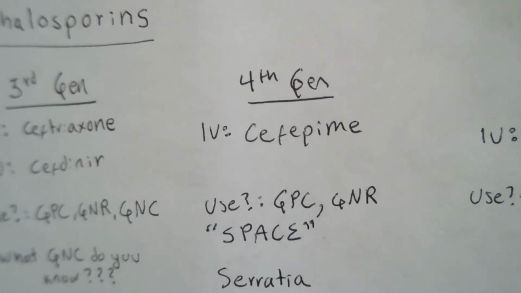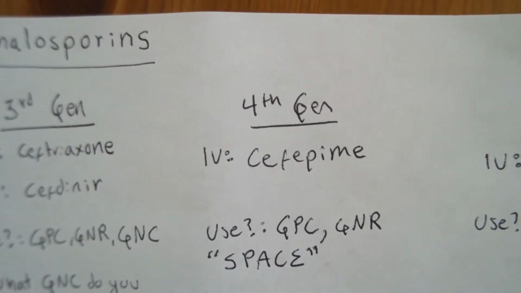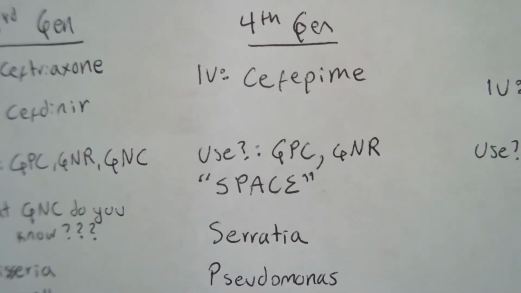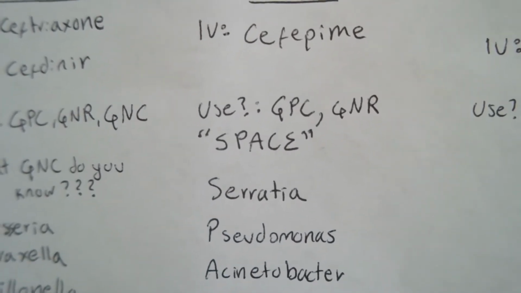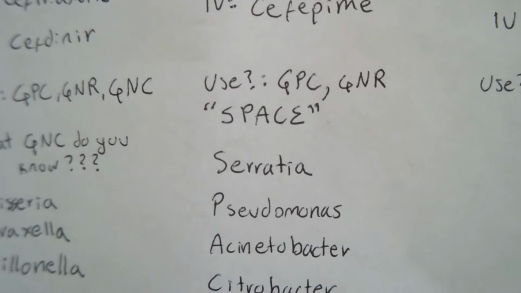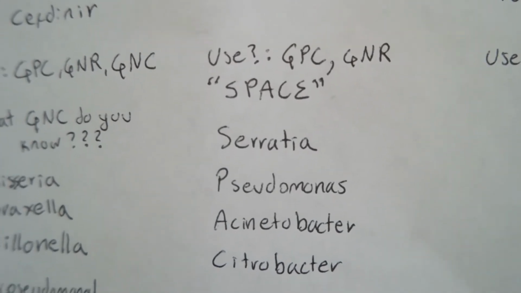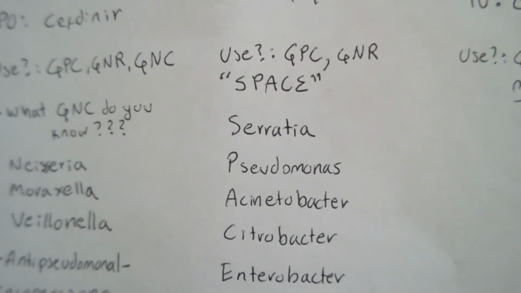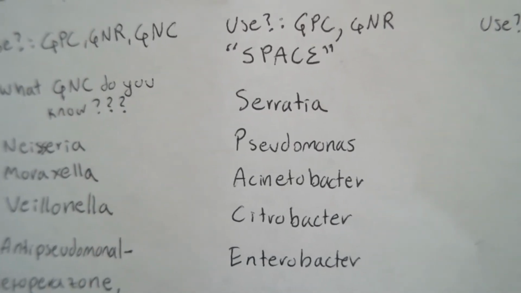It's an acronym and is for Serratia, Pseudomonas, Acinetobacter, Citrobacter, and Enterobacter. Very nasty gram-negative rods that cause trouble.